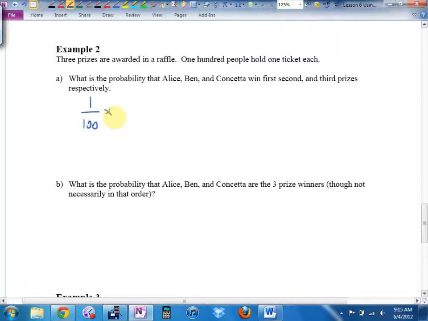How many Bens are there in the deck? Out of? How many cards are there left now in the deck? 99. And? How many Conchettas are there in the deck? 1. I would just do it that way. It is 3 permutate 3 divided by 100 permutate 3. Yeah, that makes way more sense to me.